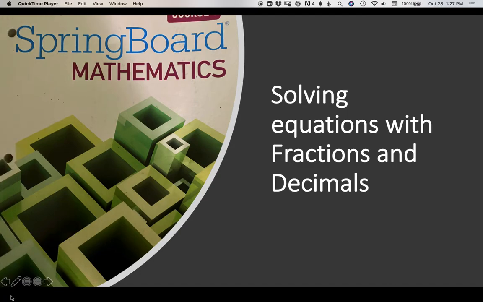Okay. Solving equations with fractions and decimals. So a lot of you mentioned that the equations with fractions were tricky. So let me give you some help there. There's a way to make it a lot easier.